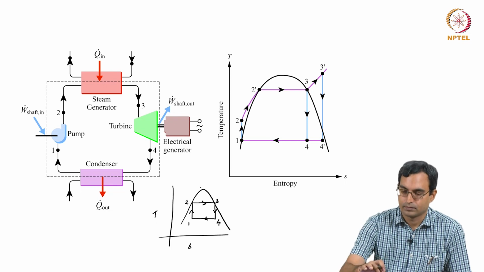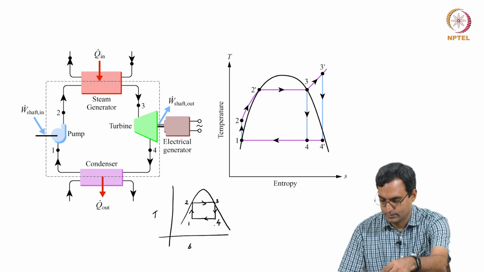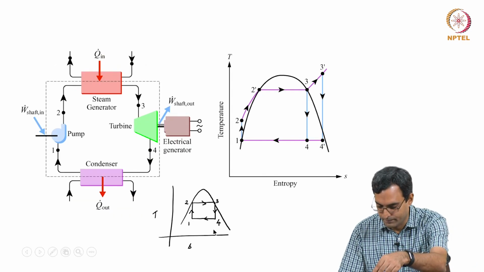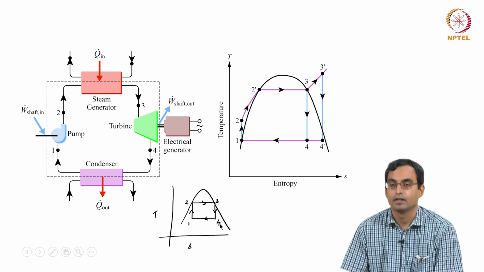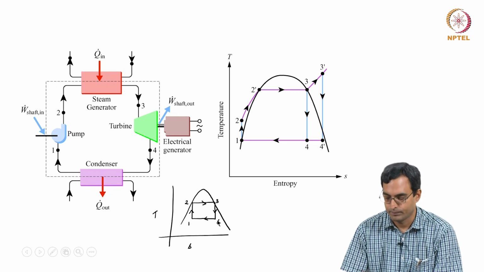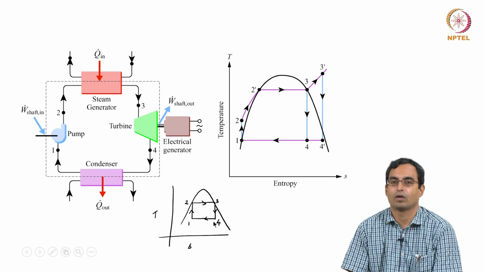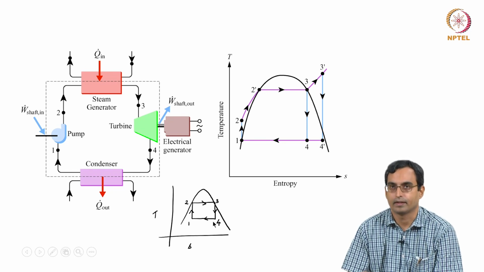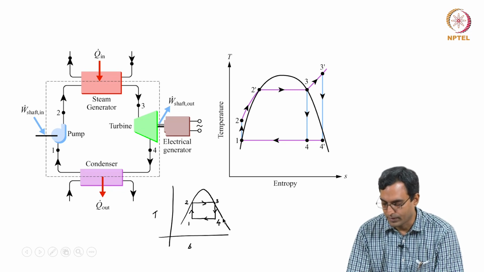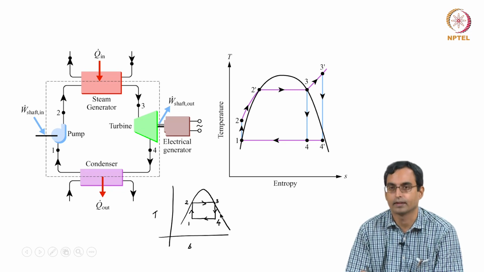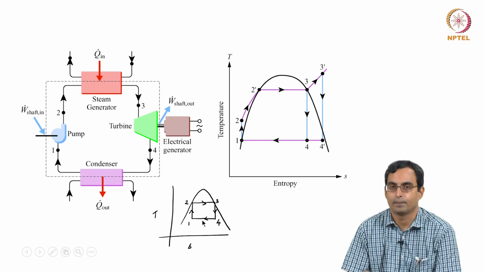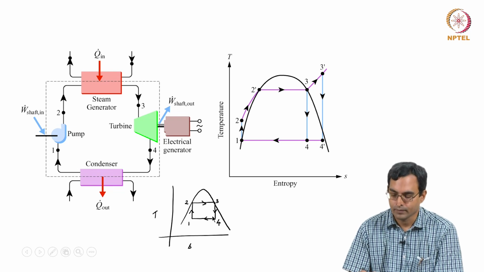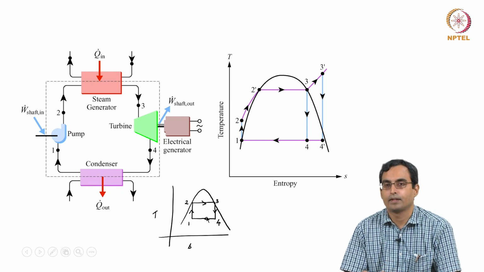At point 4, we see that we are inside the liquid vapor dome, which means that 4 is a mixture of liquid and vapor. So, as I go from 3 to 4, the quantity of liquid keeps increasing, because at point 4 I am far away from this line, at point 3 I am on this line. So, the quality of the vapor keeps reducing, the amount of liquid keeps increasing as I go from 3 to 4. So, this means that there will be droplets which are formed.